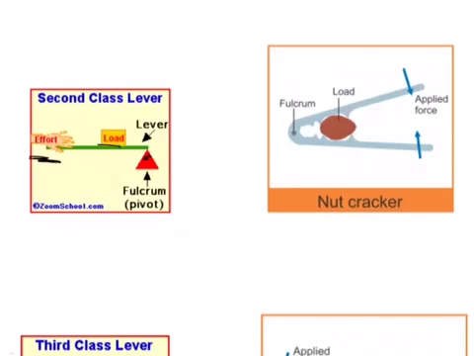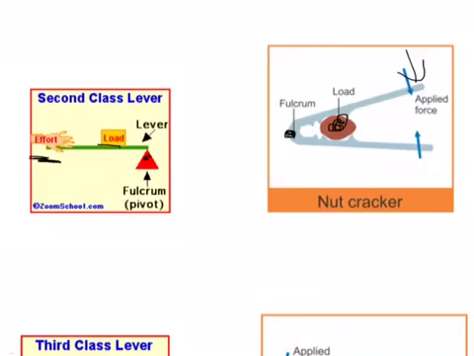A good example of this lever is a nutcracker. You have your fulcrum or your pivot point on one side. On the opposite side, you apply your force, so you squeeze together, and then in the center, you crack the nut, or what we call the load. So this is a second class lever.